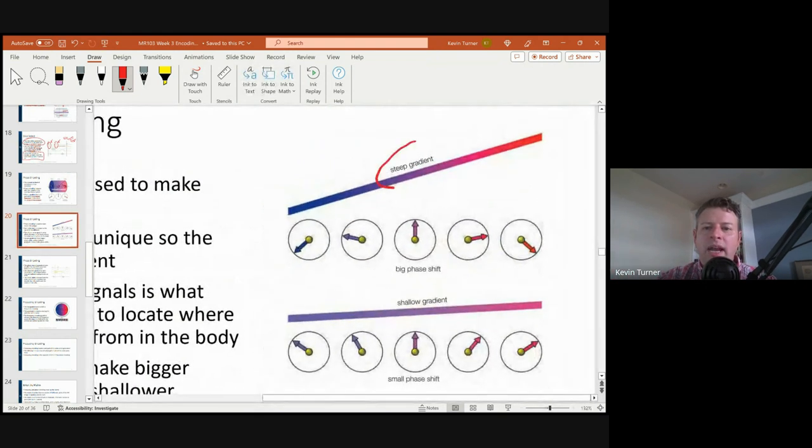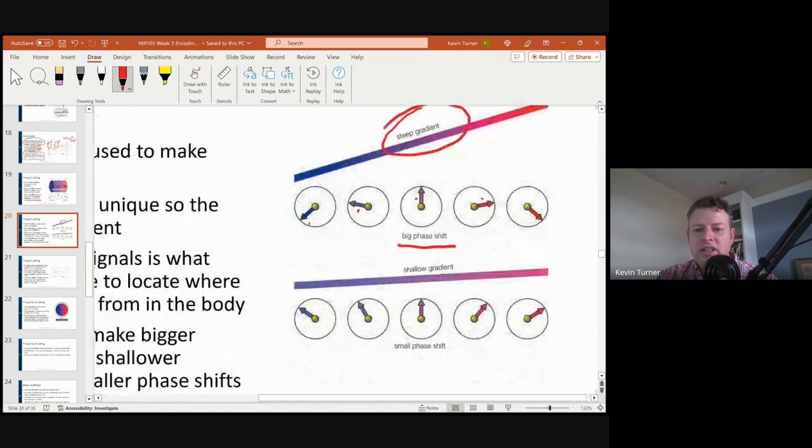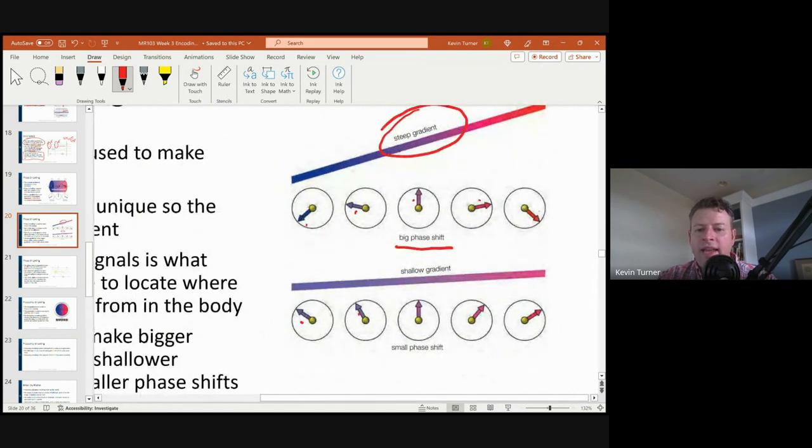The steeper our gradient is, the bigger what we call a phase shift, meaning the more these protons are out of phase with each other. The shallower the gradient, the more in phase and the less out of phase the protons are. Right? This is just like slice thickness, where if I use a steeper gradient, I get better resolution, but I start killing my SNR. Same thing. Steeper gradient, better resolution.